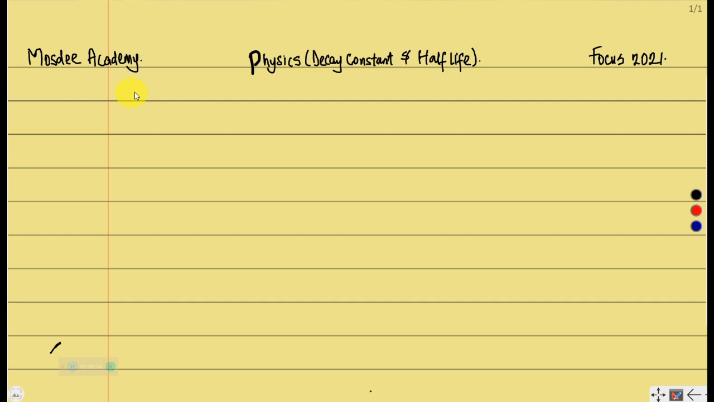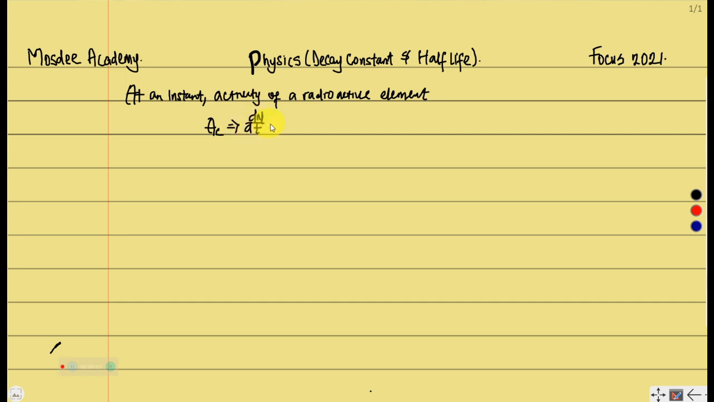So let's put down something for understanding's sake. We can say, at an instant, the activity of a radioactive element. The activity of a radioactive element is given mathematically as A, which is the activity sign, equals dN by dt.